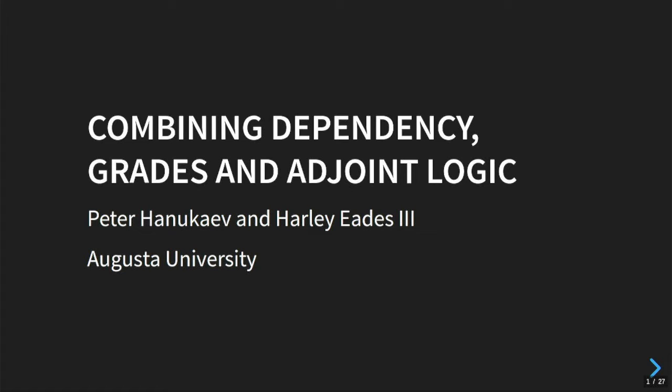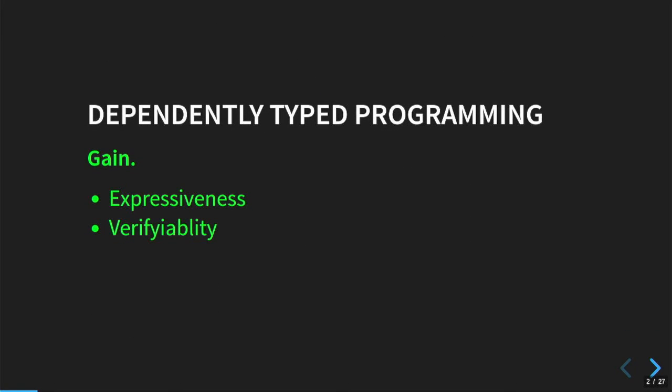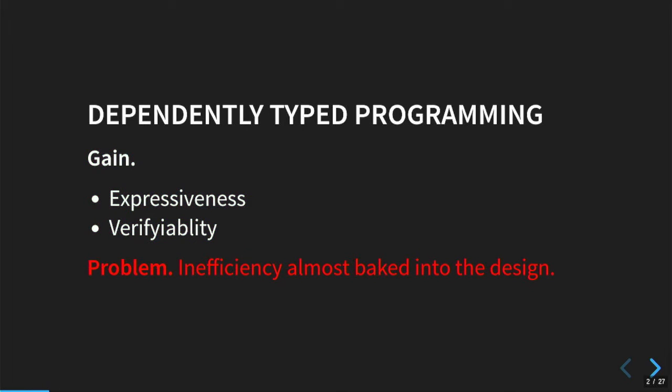This is one of those papers where the title is also an accurate description of what's going to happen. So let's begin. We're combining dependent grades and adjoint logic. At this point, we've had a bunch of talks about dependent types already, but the main gain is we get expressiveness, we gain verifiability, but this comes at a big price, and that is that inefficiency can sometimes be almost baked into the language.